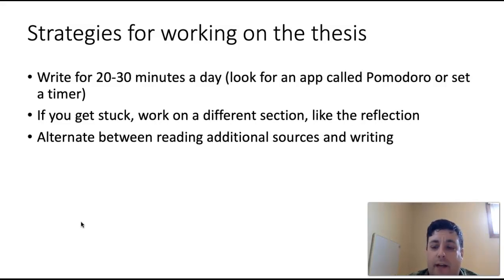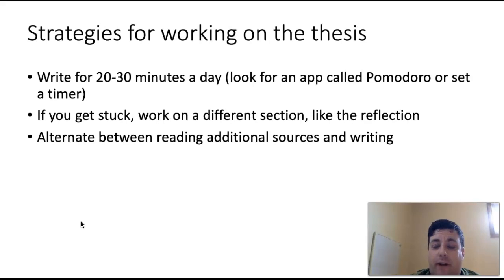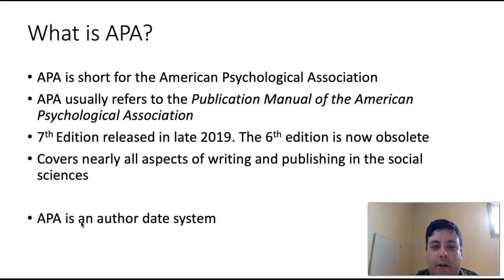Notice I'm saying writing and not editing and revising. That's going to come later. So again, the emphasis here really is on getting words on the page. If you get stuck, work on a different section, like the reflection or the competencies, and then make sure you're alternating between reading additional sources and writing. So you read probably 12 to 15 sources for the outline. Now it's time to read the rest of your sources and start to incorporate that into the writing that you're doing. So let's talk about APA.